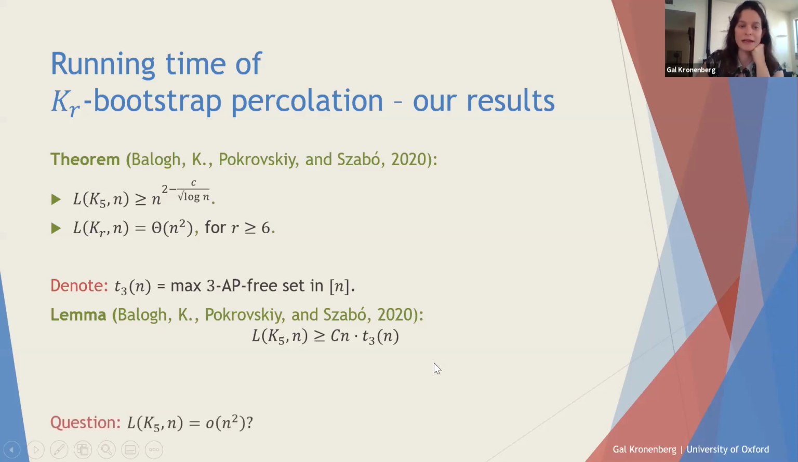So this question remained open. Maybe it's true that for the K5 case we have a subquadratic bound. Okay.